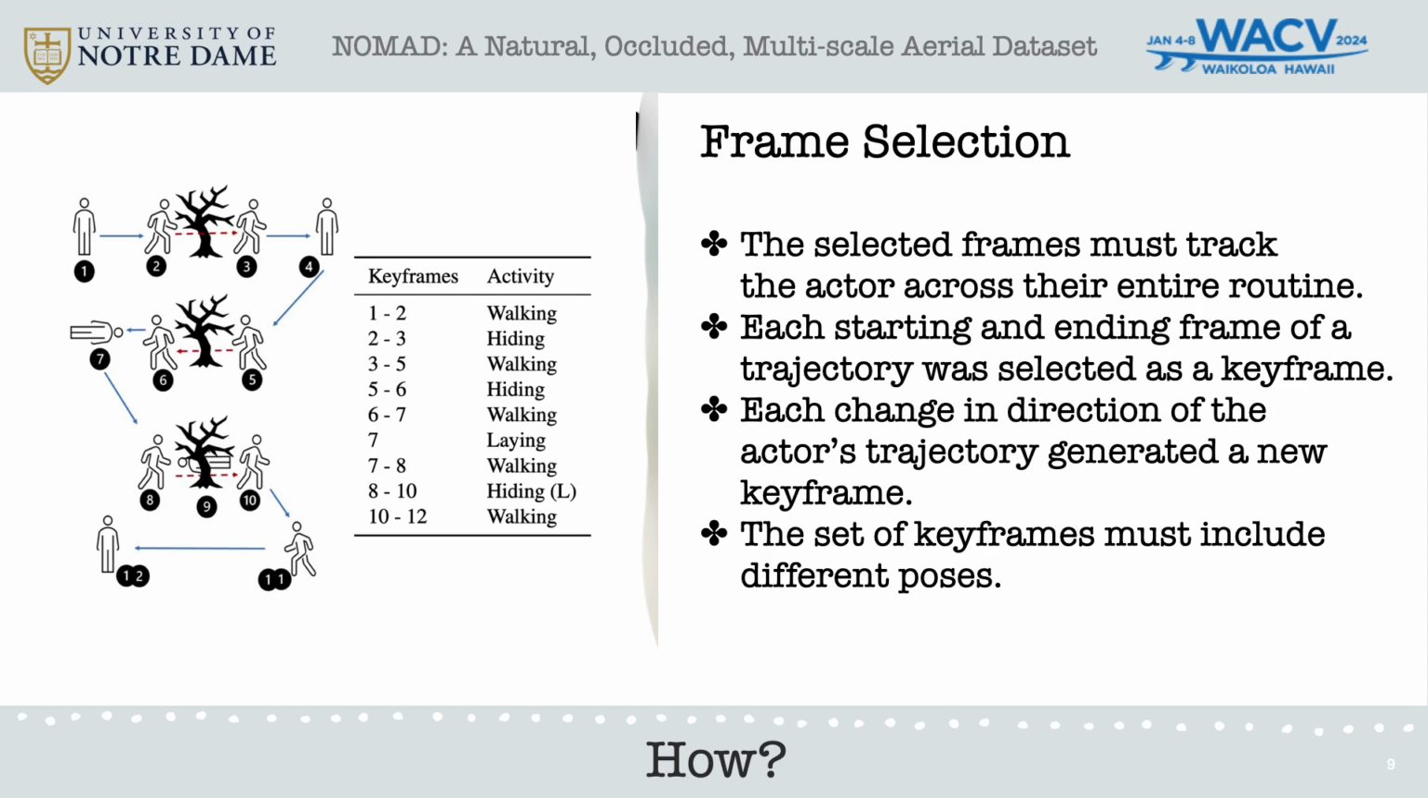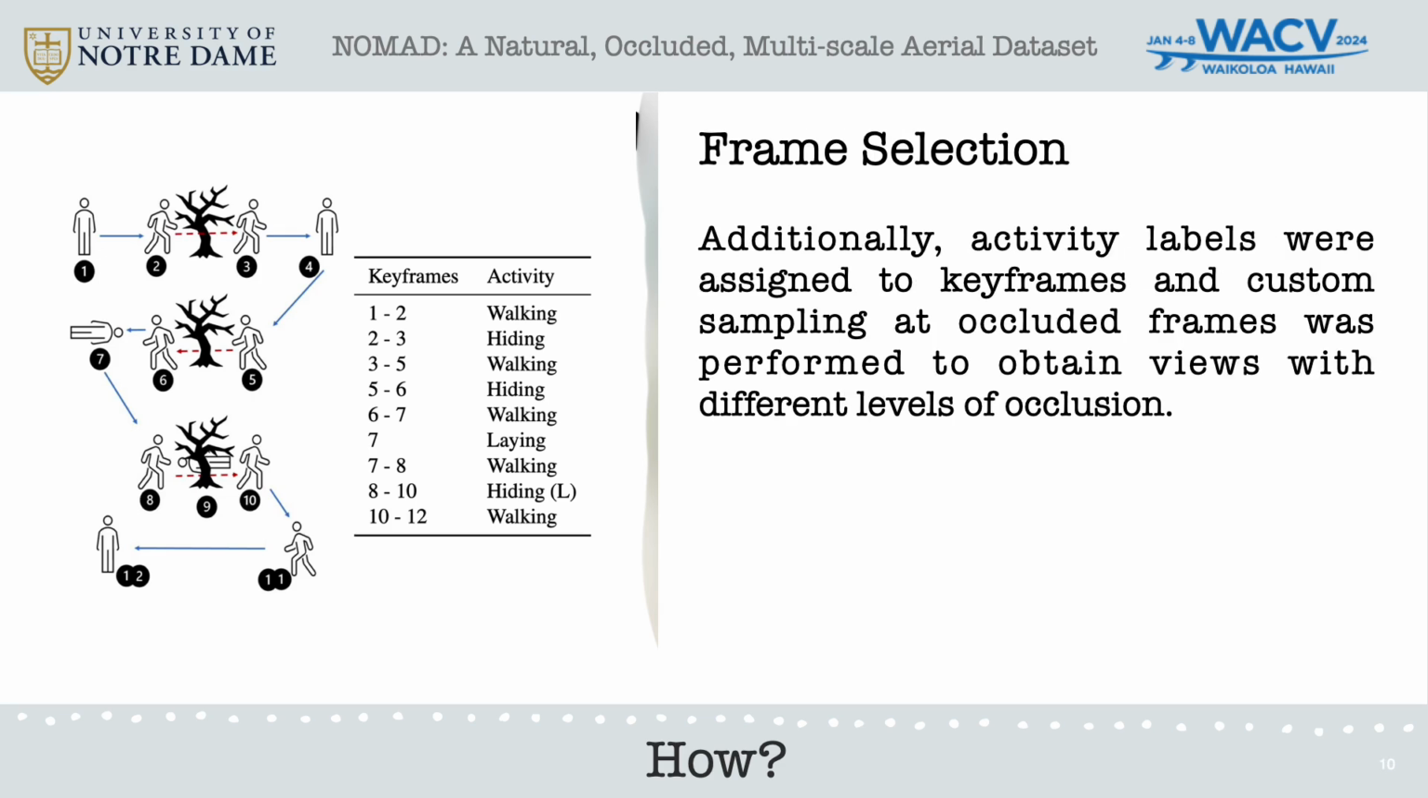That means that the starting and ending frames of a trajectory were selected as keyframes. But also, each change in direction of the actor's trajectory generated new keyframes. And finally, the set of keyframes must include different poses. Additionally, activity labels were assigned to keyframes and custom sampling at occluded frames was performed to obtain views with different levels of occlusion.